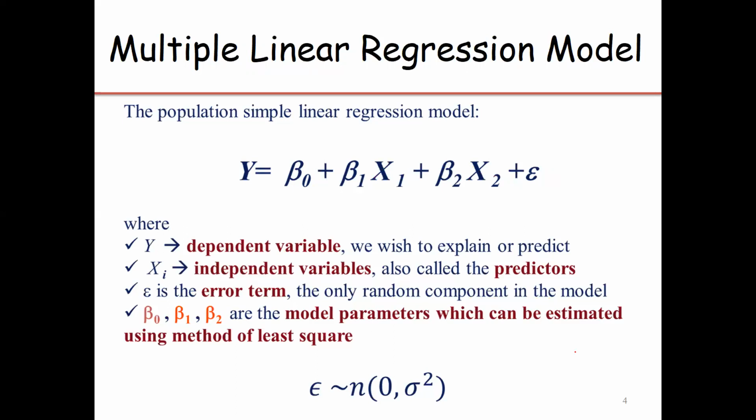The error term has a normal distribution with zero mean and common variance sigma square. Beta naught, beta 1, beta 2 are the model parameters, and the model parameters are estimated with the help of the method of least squares. So this is the complete description of this model.